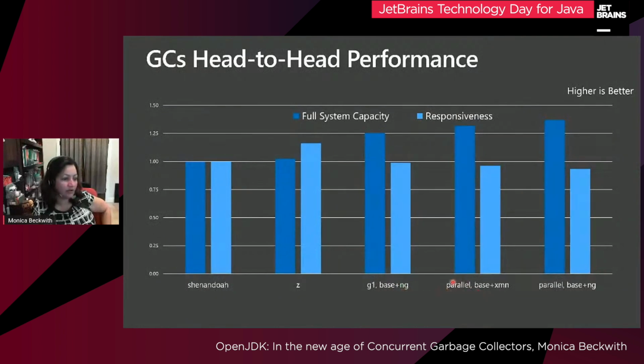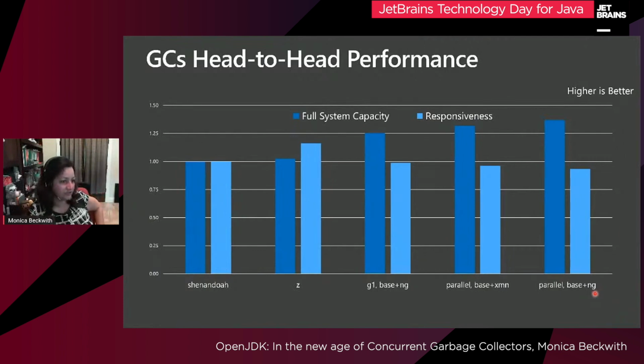In parallel GC's case, I gave a baseline with a little bit of XMN, which is basically your initial nursery and your max nursery is the same. So I just gave it right there. And I also played with the same generational options between the two. As you can see, G1GC is maintaining its responsiveness, and it's doing pretty well in throughput as well.